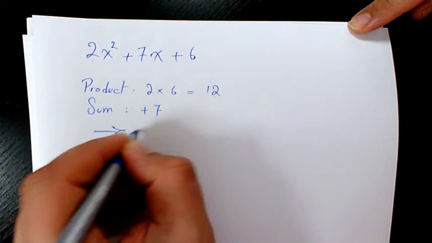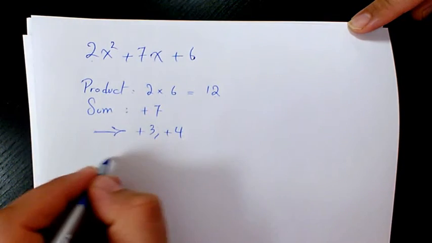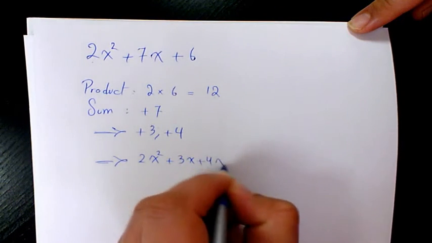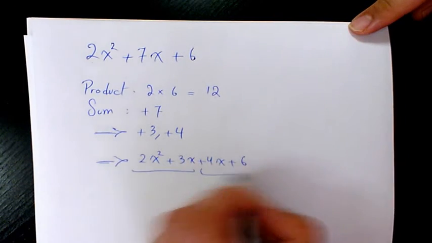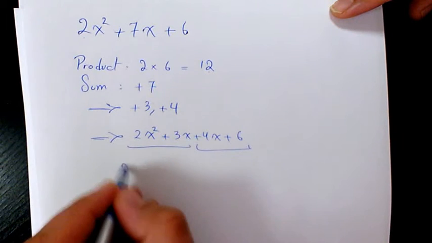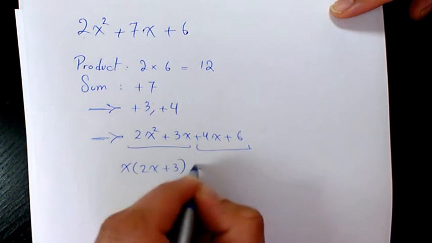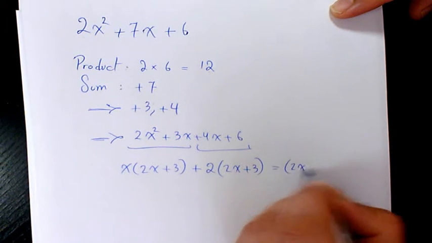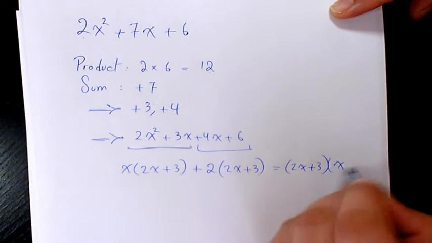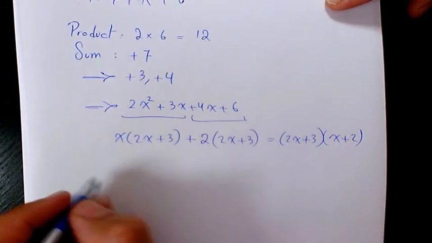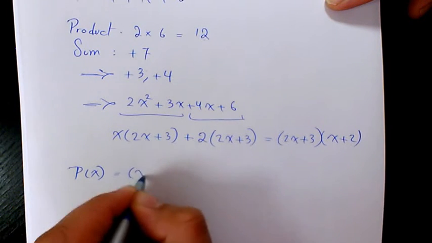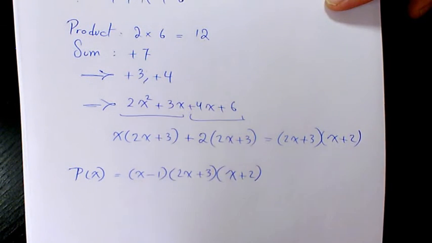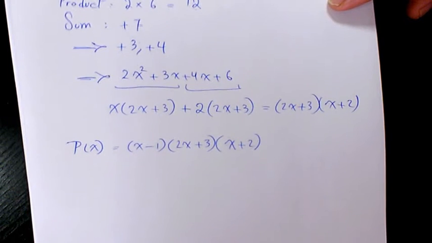We have positive 3 and positive 4, which means I can write it as 2x squared plus 3x plus 4x plus 6, and then you can factor this by grouping. It's going to be x times 2x plus 3, plus 2 times 2x plus 3, and now I can factor out 2x plus 3, and we end up with x plus 2. So these are the other two factors. We have x minus 1 times 2x plus 3 times x plus 2. This is the factored form.